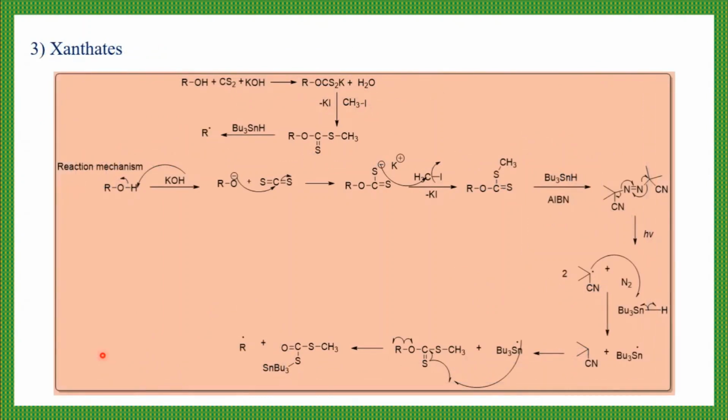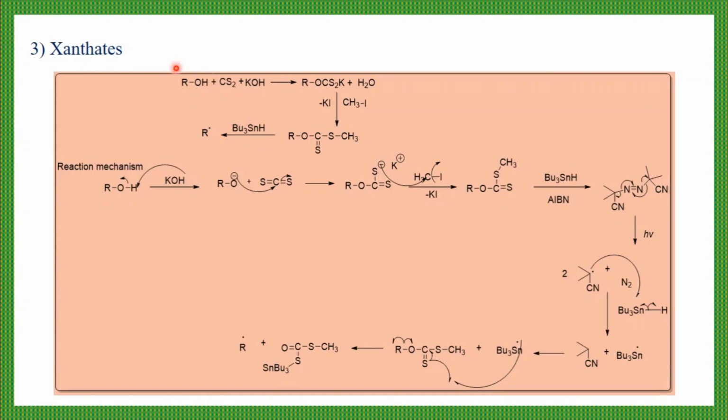The next substrate is xanthate: generation of R alkyl radical from xanthate. For the preparation of xanthate we require alcohol. So this is the application: we can generate alkyl radical from alcohol.